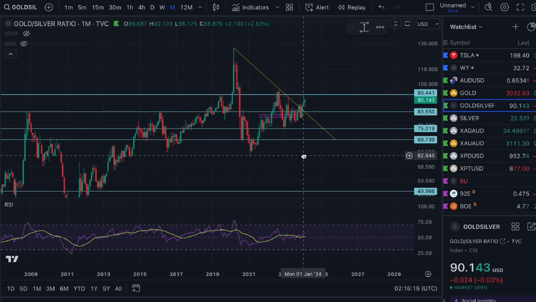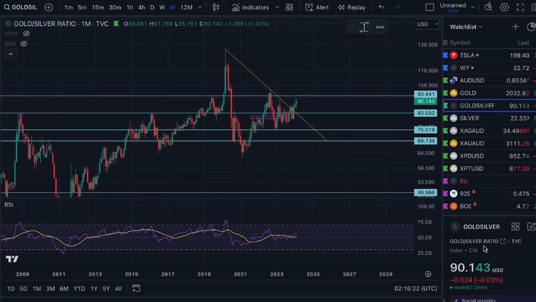To give you an example, as of right now, the gold to silver ratio is at 1 to 90. So for every 1 ounce of gold that you own, it's worth approximately 90 ounces of silver. Okay, and you can see that we have recently broken up through this downtrend line right here. So this goes back to March of 2020. We, of course, all know what happened in March of 2020.